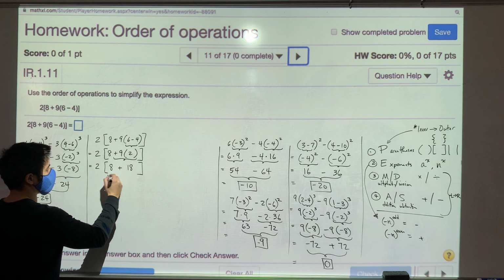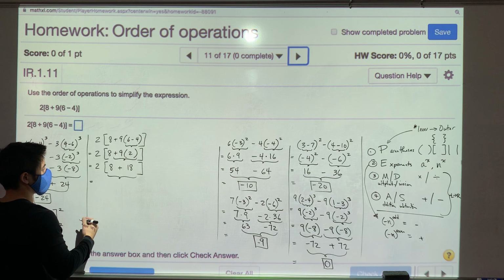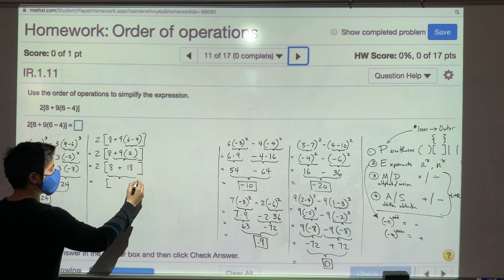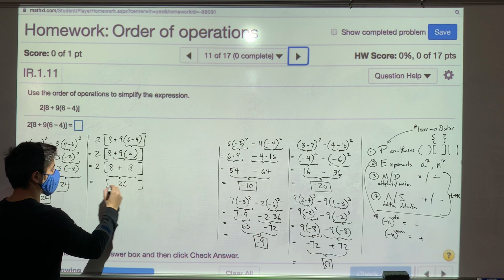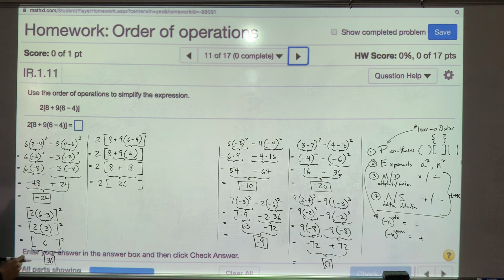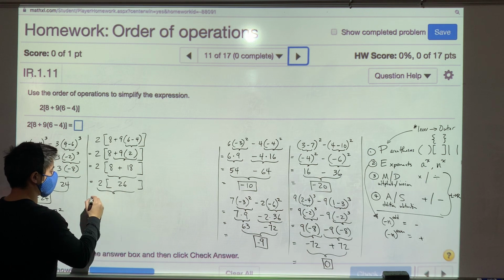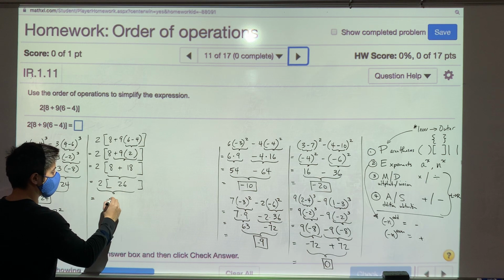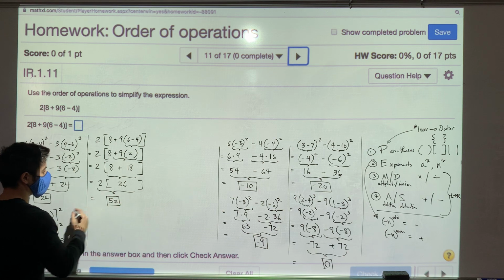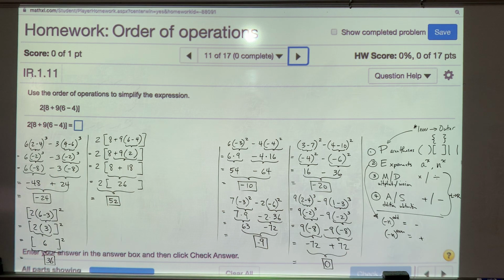Now, this one's not so bad. 8 plus 18 closes down the grouping. 8 plus 18 is 26, and I've got a 2 in front of it. And now, pretty much done. One final multiplication, 2 times 26, which is 52. Make sure you can get your number 11. Let me know if you have any questions. Anything?